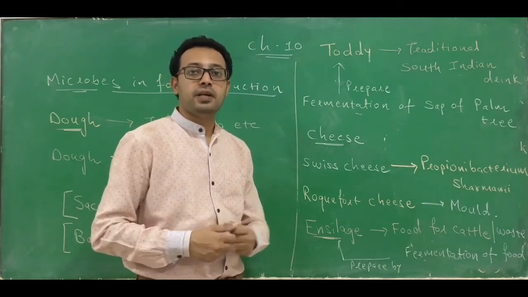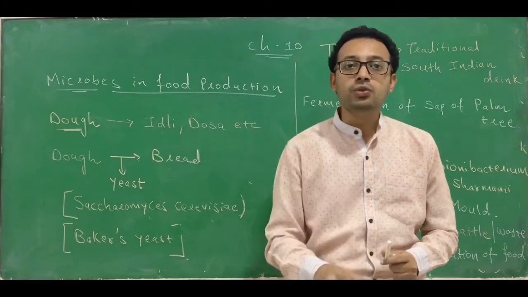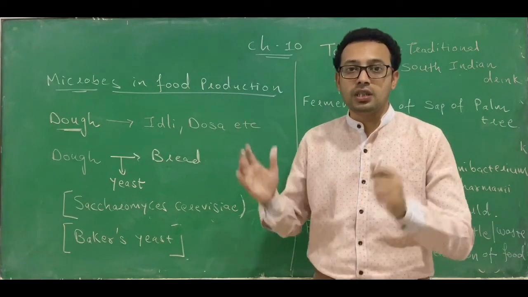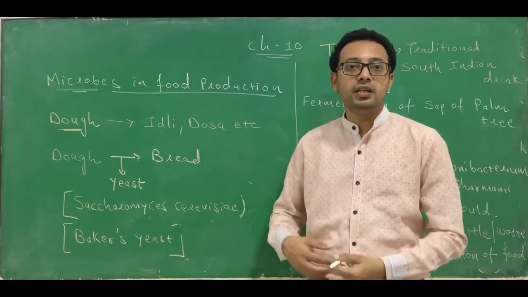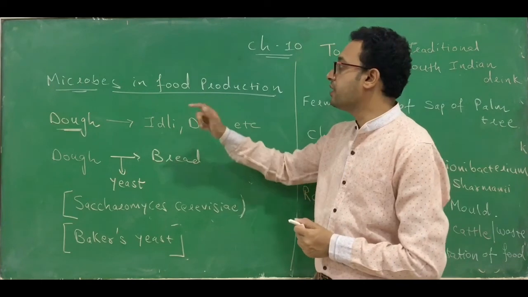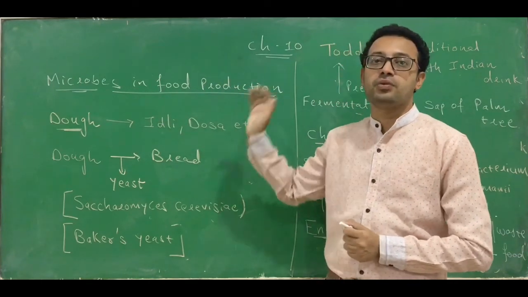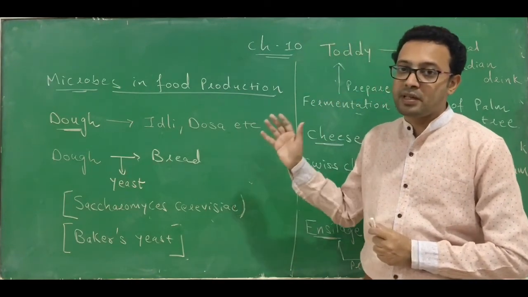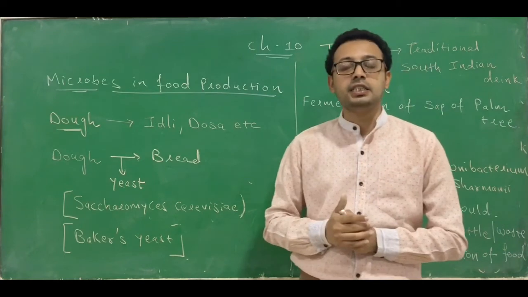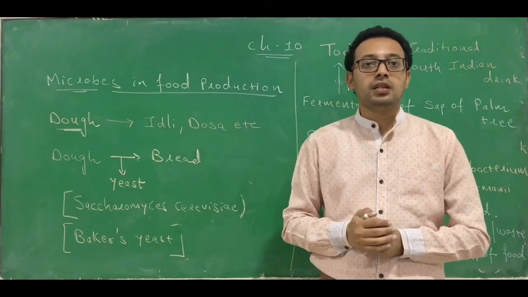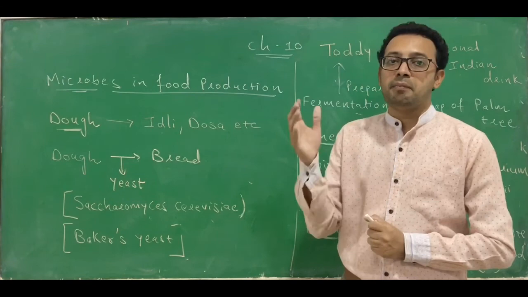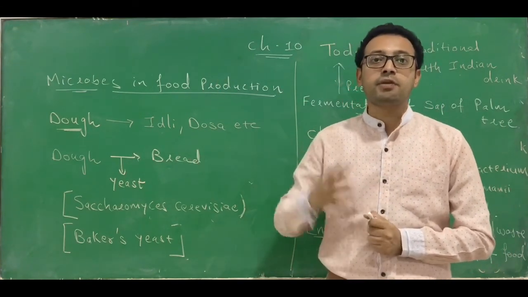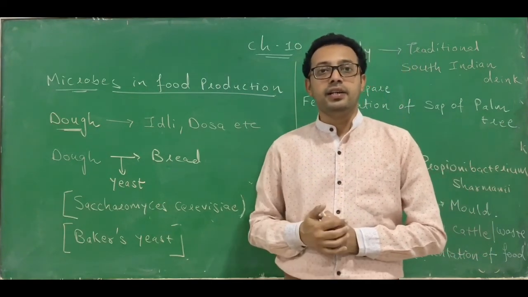So thus we can prepare different types of food products with the use of microbes or microorganisms. They are helpful for human welfare. Today we have discussed microbes in food production. Students, today you have to prepare the names of microbes which are utilized in the preparation of different food products. In the next session we will learn how microbes are utilized in industrial scale production, that we will discuss in the next session.